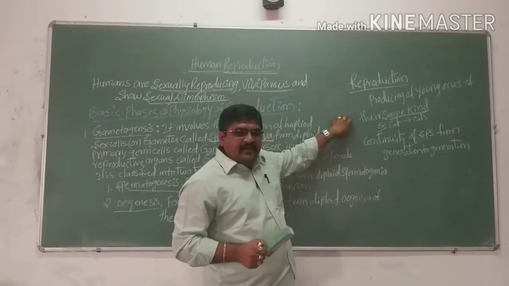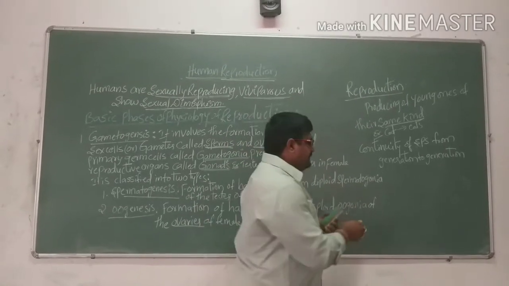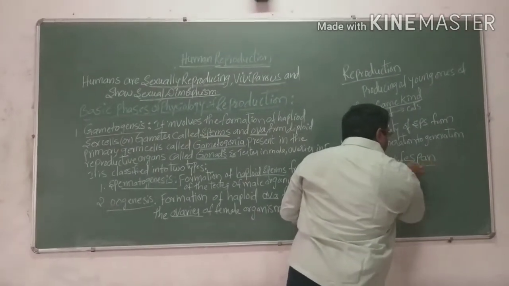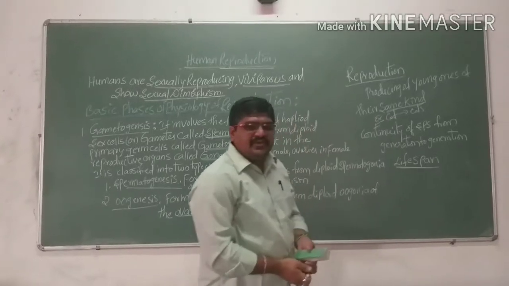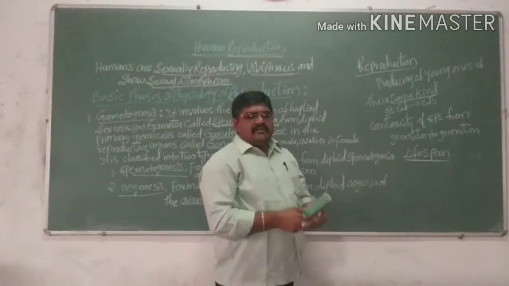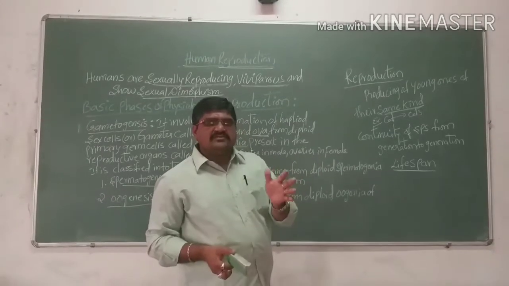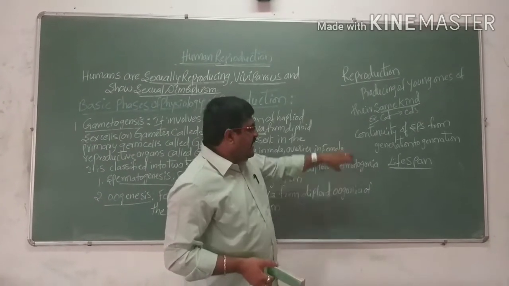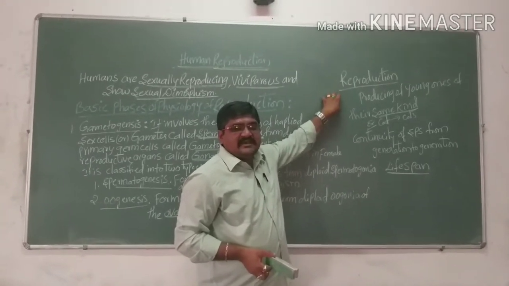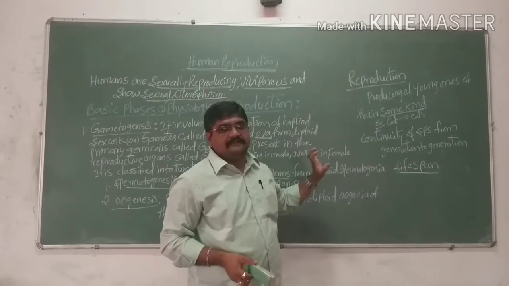At the end of their lifespan, each species having a lifespan, the species have to continue their species. That means from generation to generation they have to produce. When they produce, the species continues their race. So reproduction is one of the important characteristic features taking place in a living organism.